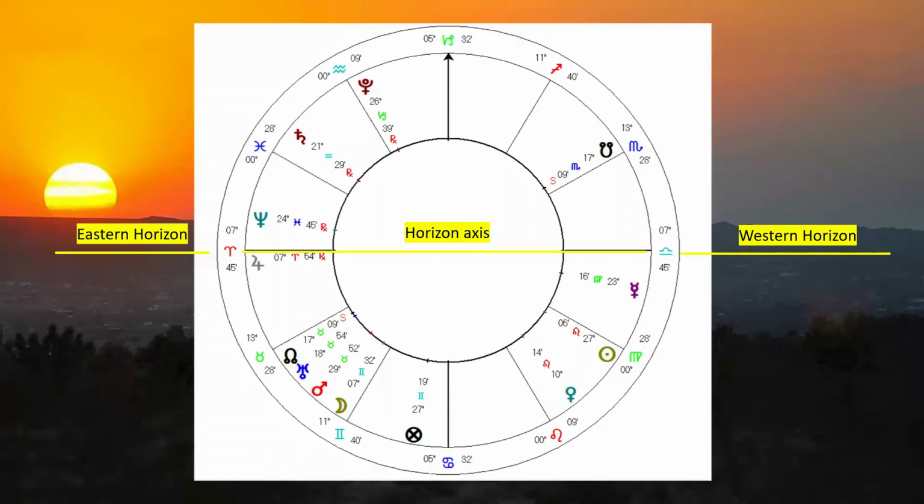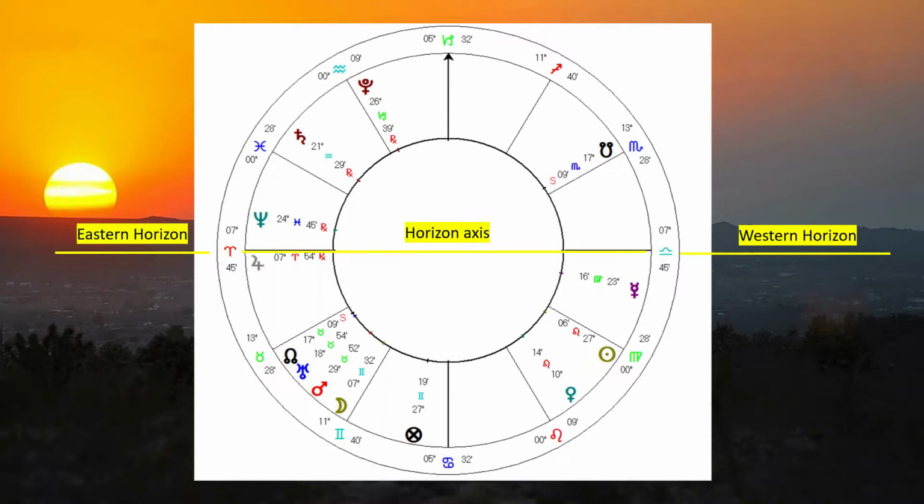With you at the center, the chart shows the constellation of stars rising at the eastern horizon, the constellation that is culminating above you, and the constellation that is setting at the western horizon, and finally the constellation of stars below you on the other side of the Earth.